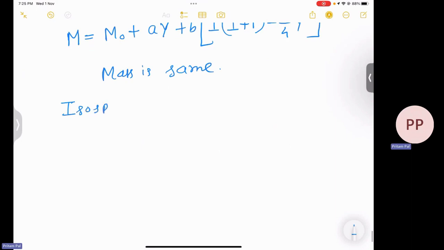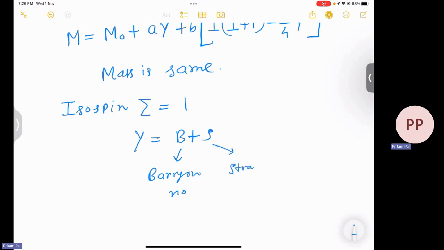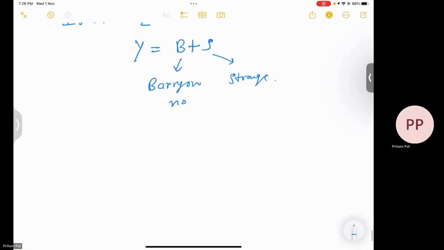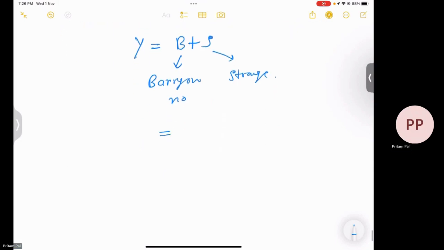So we need to know the isospin of sigma. These are the things we have to remember. The isospin of sigma is 1. And the formula of Y is B plus S, where B is the baryon number and S is the strange number. The sigma hyperon is a baryon, so B is 1. The strangeness is -1, so Y is 0.